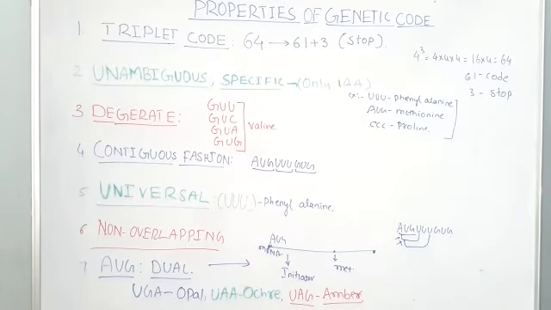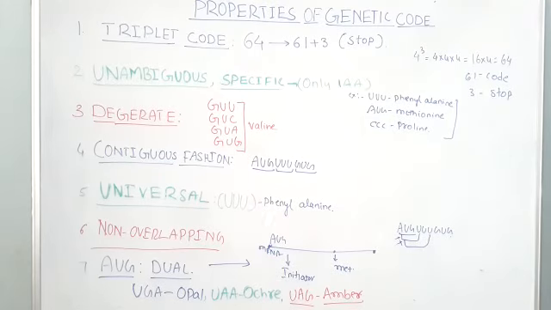Next comes the universal property. Universal means, see, for example, UUU will code for phenylalanine. Phenylalanine is one amino acid. This can be coded by UUU, a triplet code. This UUU will code for phenylalanine in all the organisms, from bacteria to human. It is the same. There is no difference.